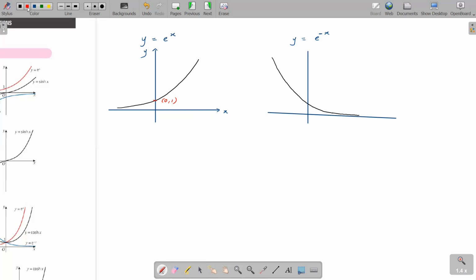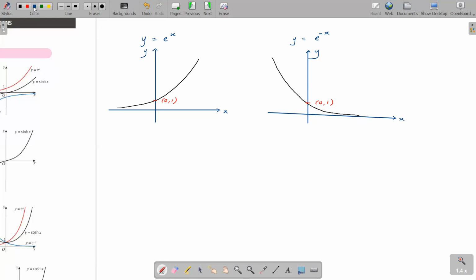So you get something like this, e to the power negative x. The cutting point is still (0, 1). The asymptote doesn't change; the asymptote is the x-axis. So you get the same graph, just a reflection in the y-axis. Right, guys? These are simple things that you should already know.